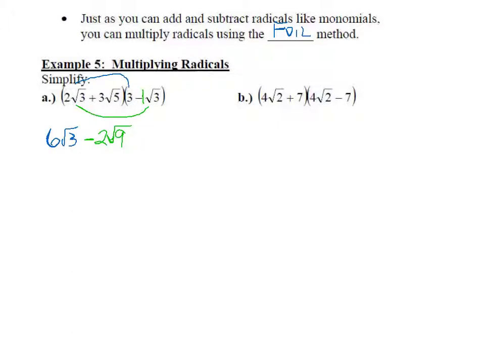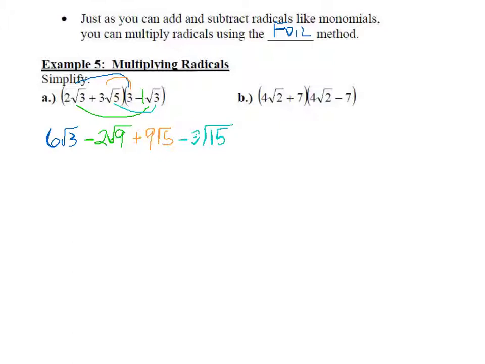without the radical. Next thing we need to do is multiply our 3 radical 5 times our 3, which will give us a 9 radical 5. And then when we multiply the 3 radical 5 times a negative radical 3, that's going to give us a negative 3 radical 15.